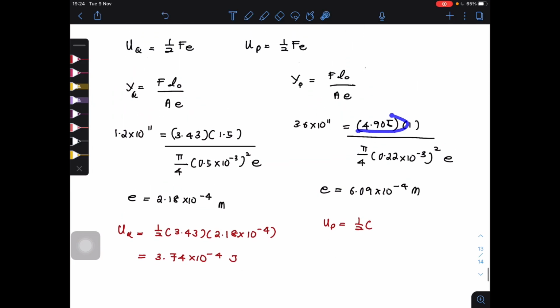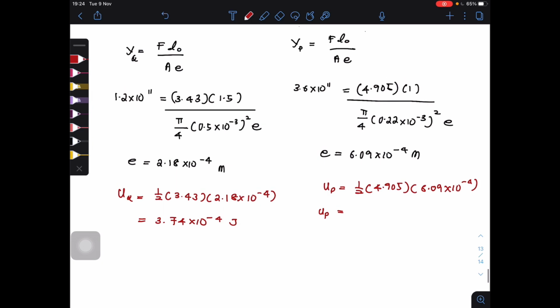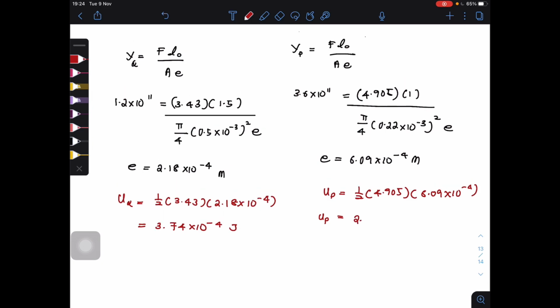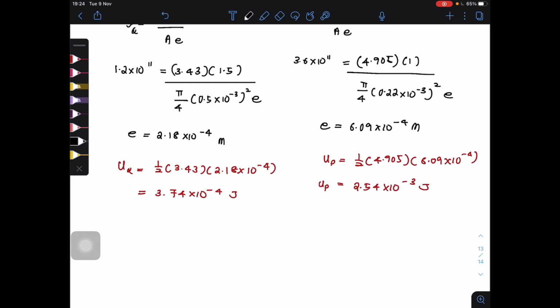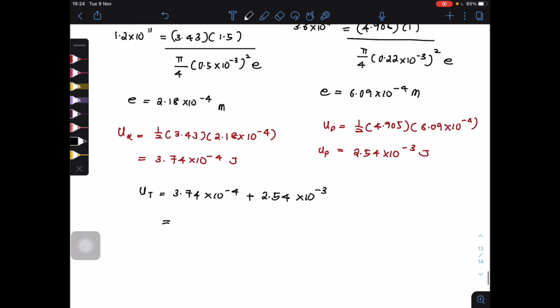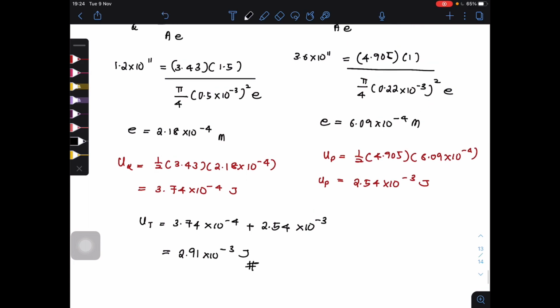Then UP half F. F tadi adalah this one. And then times with the elongation. So you will get UP is equal to 2.54 exponent -3 joule. So total energy kita just tambah 3.74 exponent -4 plus 2.54 exponent -3. So sama dengan 2.91 exponent -3 joule. This is the final answer.